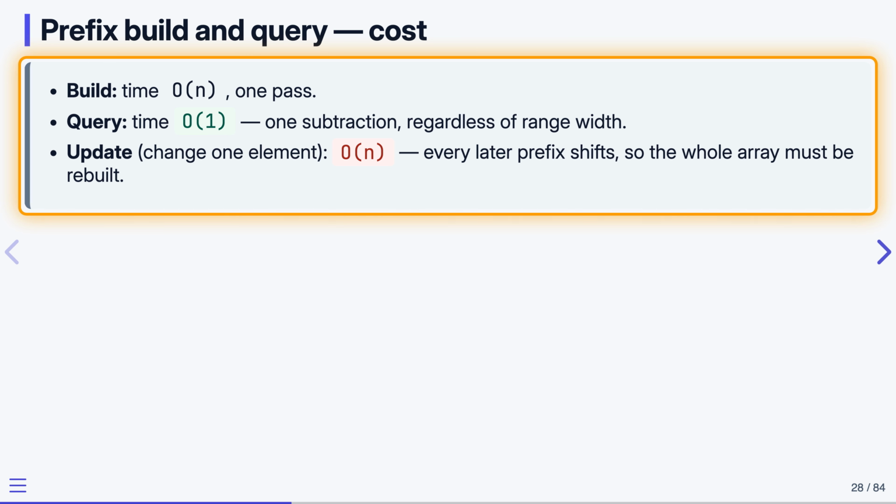Now the three costs, and the third one is the whole reason this chapter continues. Build is big O of n, one pass. Query is big O of 1, a single subtraction no matter how wide the range. But update, changing one element, is big O of n because every later prefix shifts, so the whole array has to be rebuilt. Fast queries, hopeless updates.